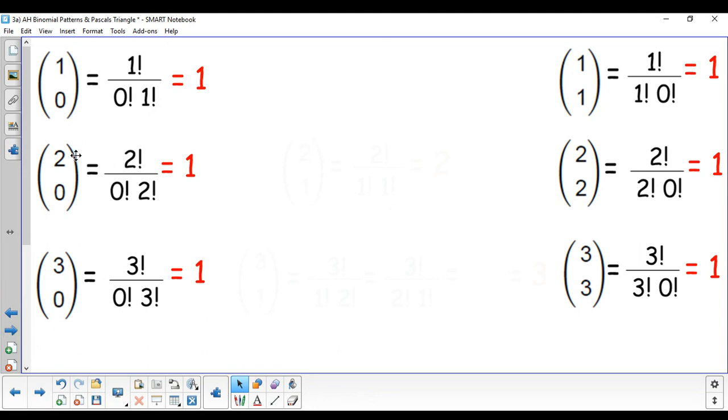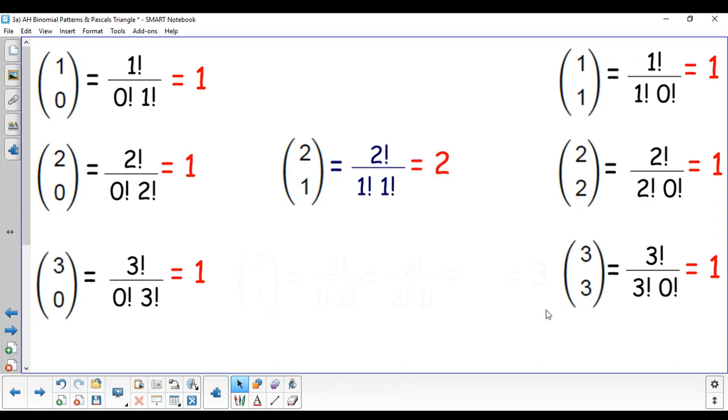So if we know that all of those are 1, what about the middle? So we've got 1, 0 and 1, 1. We've got 2, 0 and 2, 2, but where's 2, 1? So let's go for 2, 1. That's 2 factorial over 1 factorial times the difference, which is 1 factorial. So that is 2 over 1, which is 2.